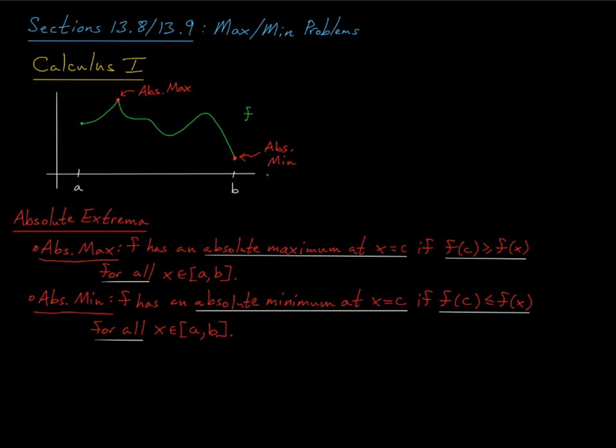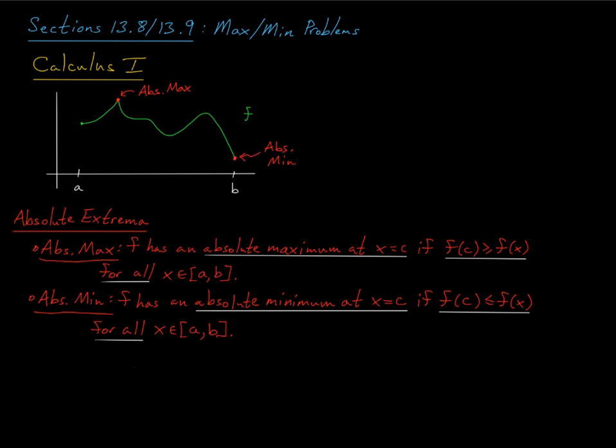Now for the absolute min, very similar. We have an absolute min at x equals c if f of c is less than or equal to f of x. In other words, f of c is the smallest possible output as we let x vary over this entire interval from a to b, so that would be right here. This is the point on the graph with the smallest y value.